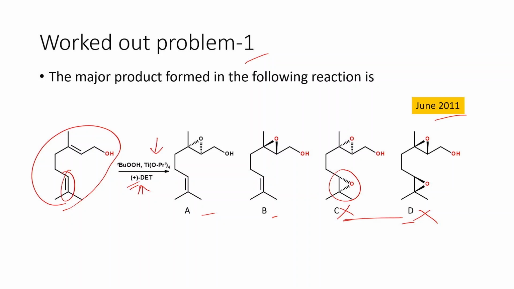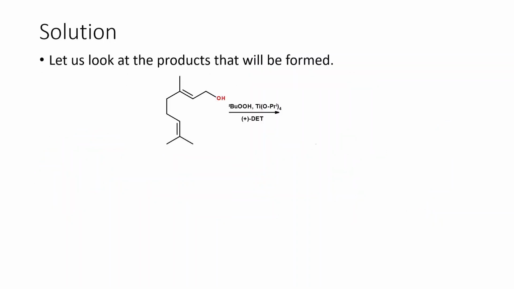The only thing is, what is the enantiomer of diethyl tartrate that we are using here, and what will be the stereochemistry of the obtained products. These are the 2 things we will have to understand. Once we understand that, it becomes very easy for us to predict what is going to be the product in this particular reaction.